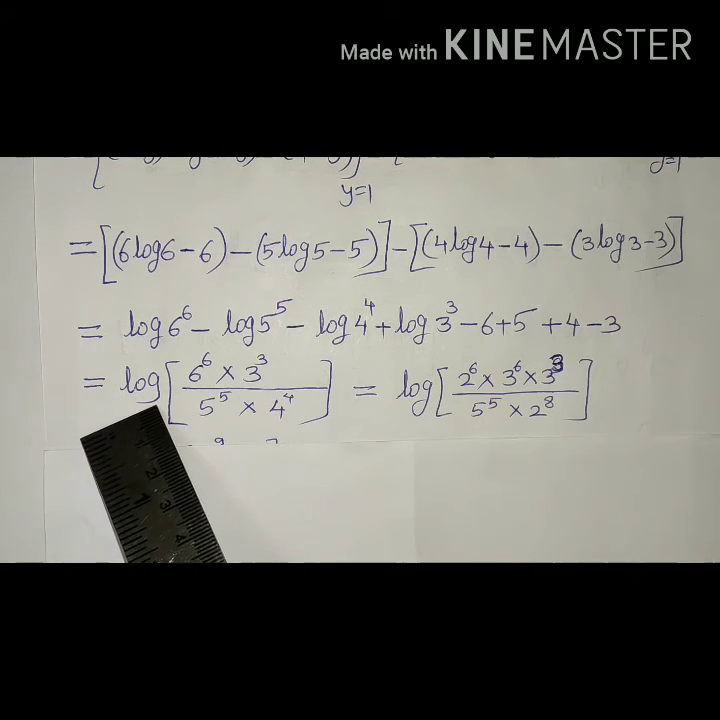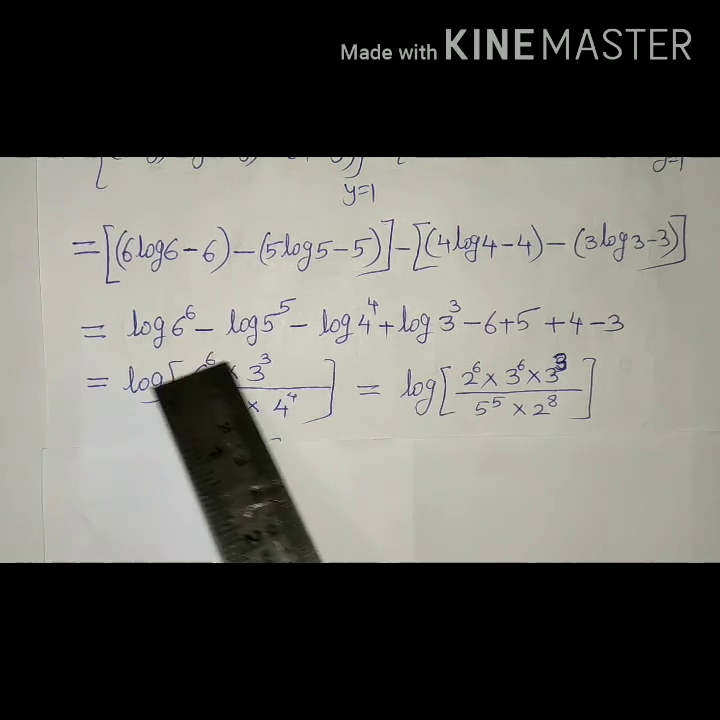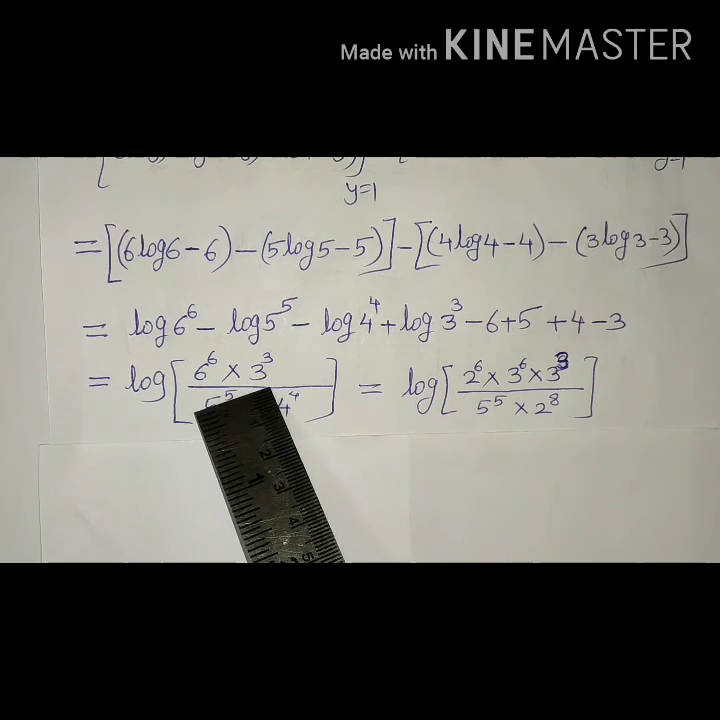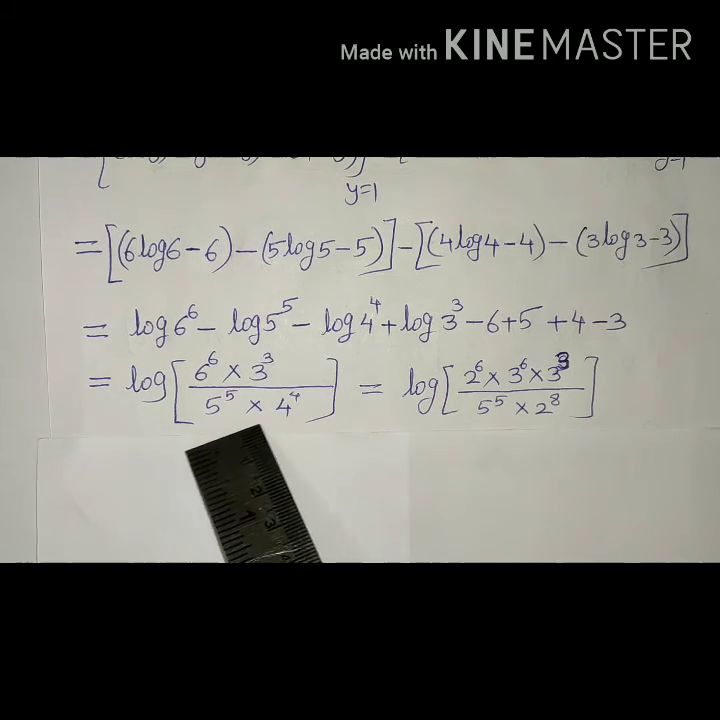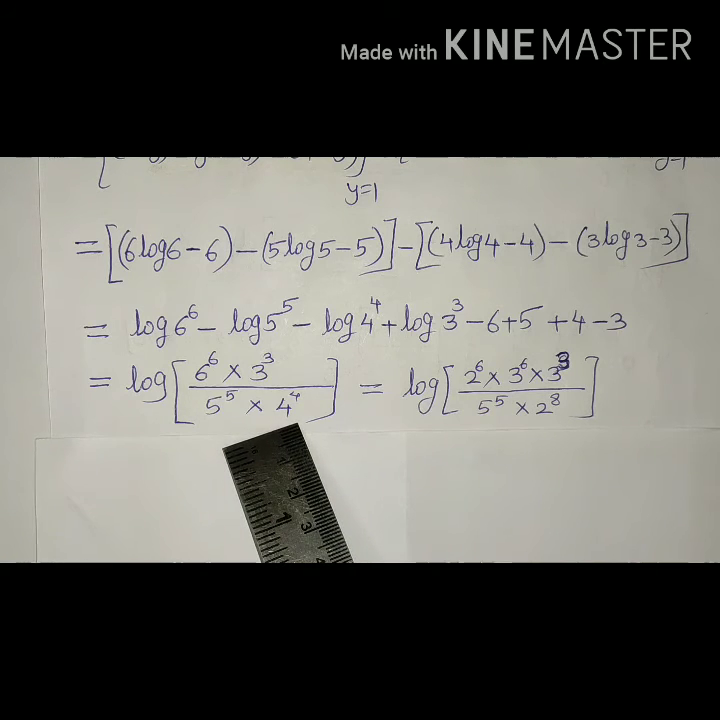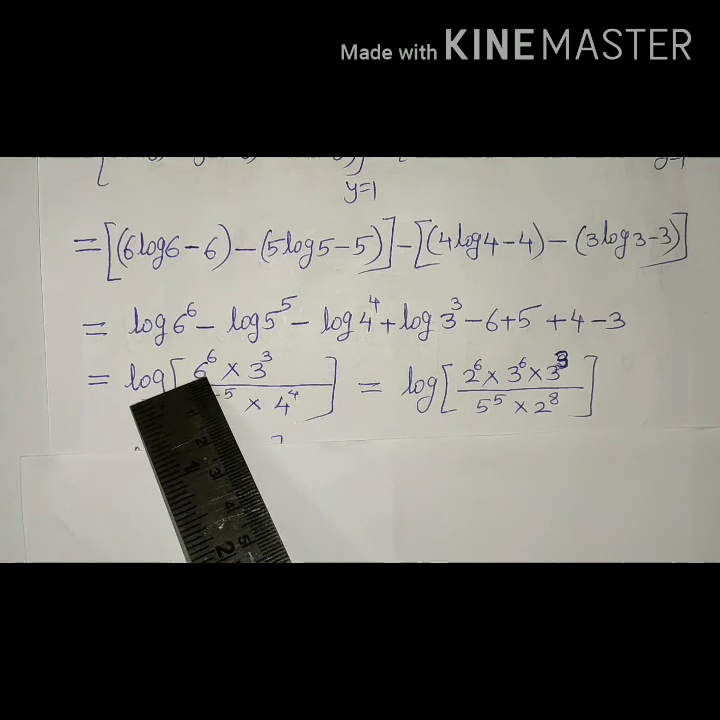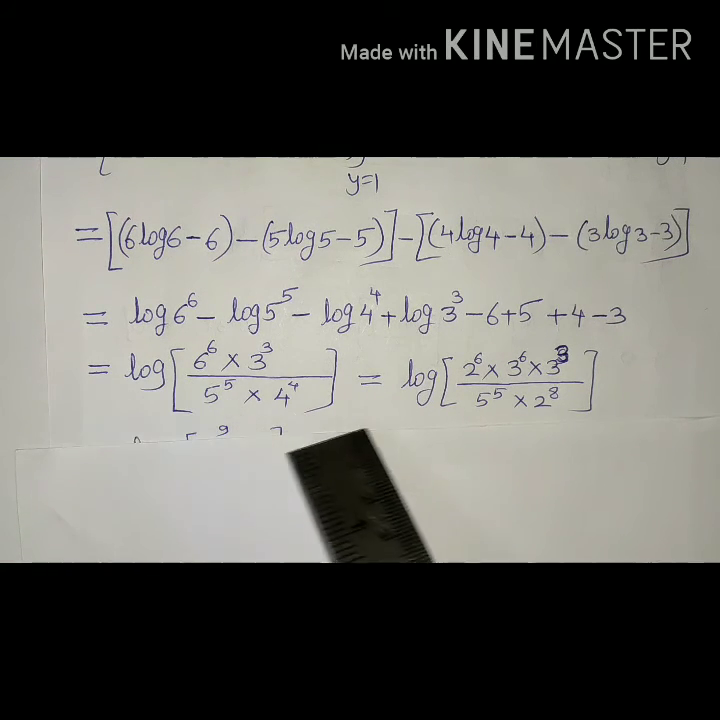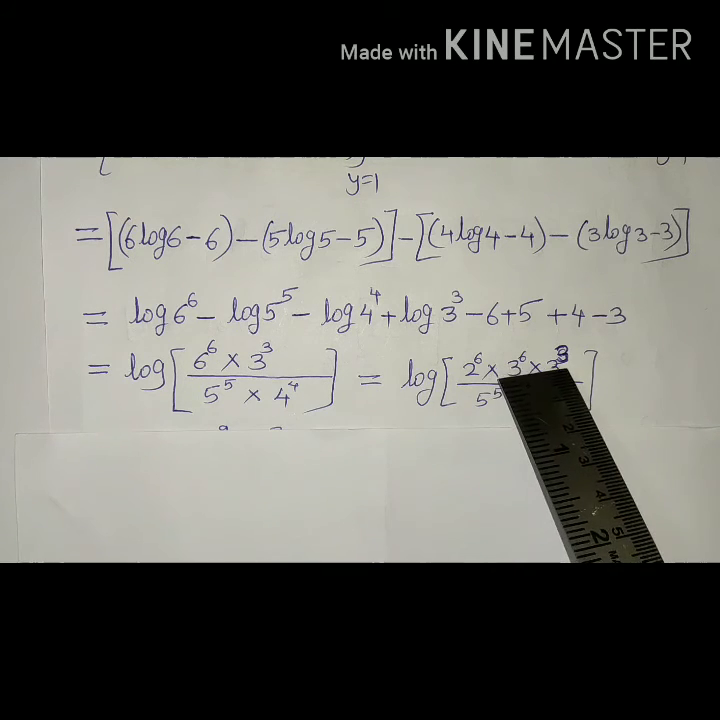So this becomes log of 6 raised to 6 into 3 raised to 3. Those which are having plus sign, we take them in multiplication. Those which have minus sign, they are in the denominator. Now we try to express them as powers of 2, 3 and 5. So this becomes 2 3s are 6, so this is 2 raised to 6 into 3 raised to 6. And 3 raised to 3 as it is.